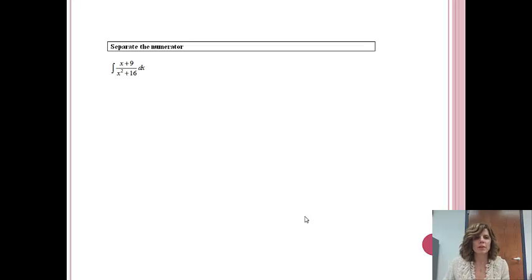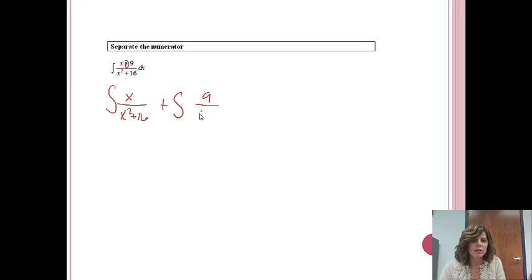Oh, and we're going to do one more actually. How about separating the numerator? The trick basically is exactly what it says. If I do a u substitution, there's actually too much there. So separating the numerator, if there's a plus sign up in the numerator, I can separate the integral into 2 separate integrals. So I can make this the integral of x over x squared plus 16 plus the integral of 9 over x squared plus 16. So now I have actually 2 different problems to do.